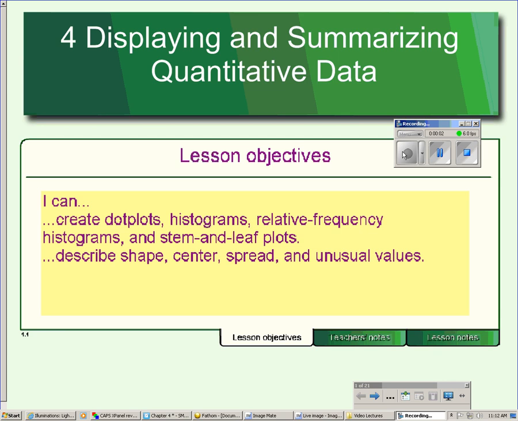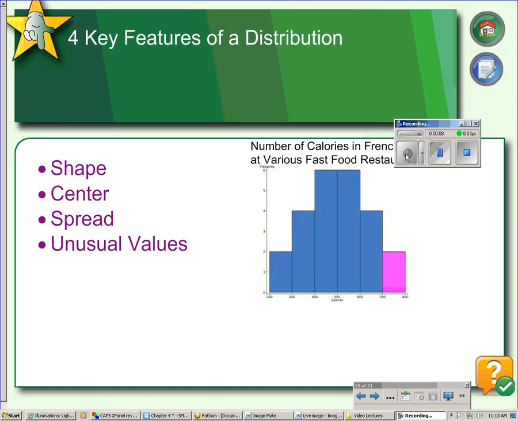This is Chapter 4, Part 3. In this lesson, we will learn how to describe a data display. When describing a data display, there are four key features: shape, center, spread, and unusual values. And when you're asked to describe a data display, you always describe all four of these.